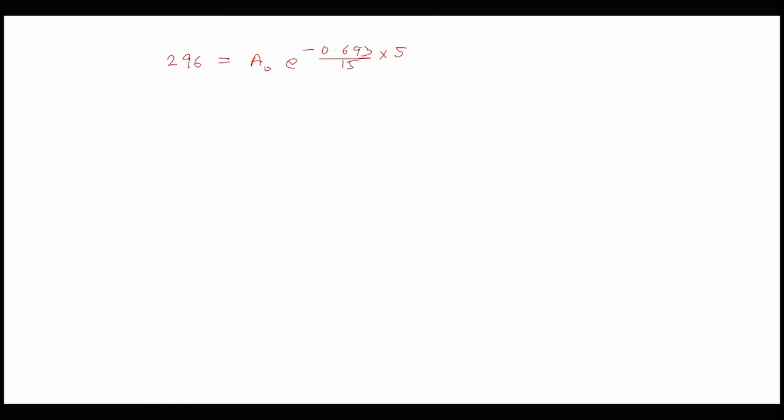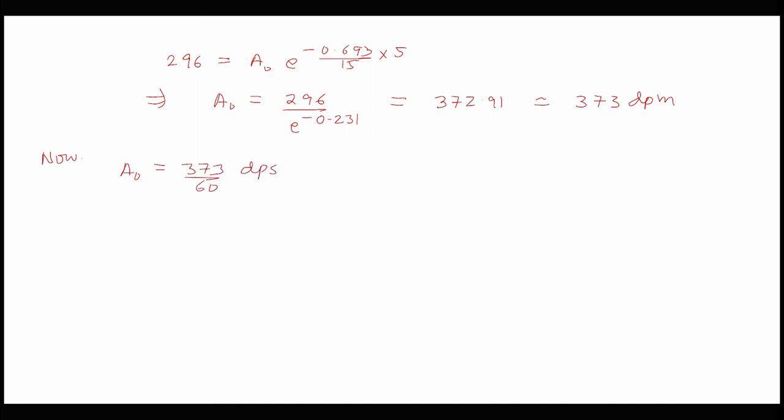So from here we obtain the value of A0, which is equal to 296 divided by e to the power minus 0.231, which is equal to 372.91, or we can write it as 373 disintegrations per minute. So now the activity A0 can be written in terms of disintegrations per second by dividing it by 60. Since we are talking about 1 centimeter cube of the blood, the value of initial activity is coming out to be 373 by 60 disintegrations per second.